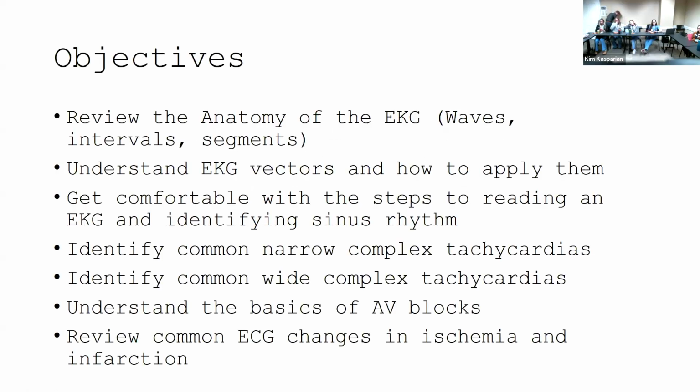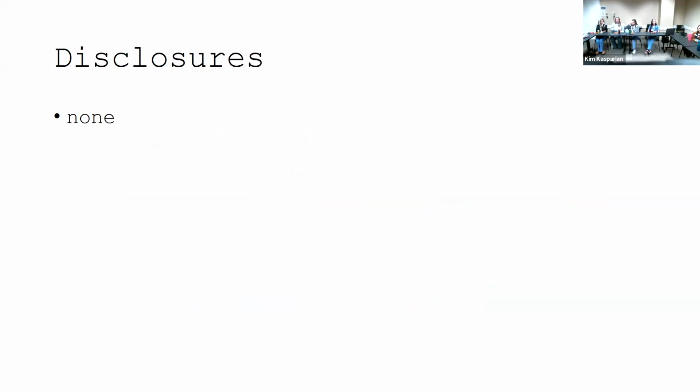All right. So some objectives for us today. We're going to review the anatomy of an EKG, go back to the basics there, and talk a little bit about vectors. We're going to go through the steps that you should always use when reading any EKG, according to me. Some narrow complex tachycardias, wide complex tachycardias, a few blocks, and the piece de resistance, ischemia. All right. I have no disclosures.